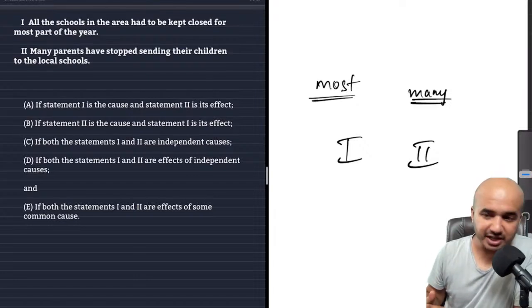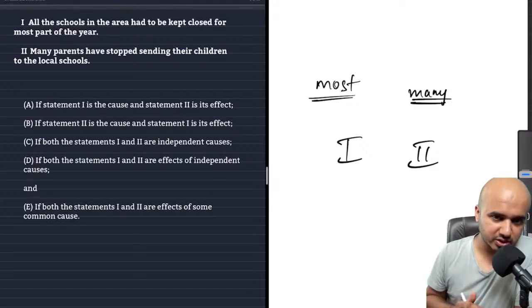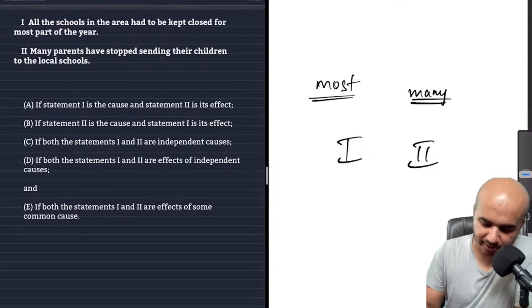Most parents didn't want their children to go to the schools or colleges. Likewise, most of the schools and colleges were closed for most part of the year. Why so? Because of the pandemic. So there is one common reason here, the common reason being the COVID-19 pandemic.